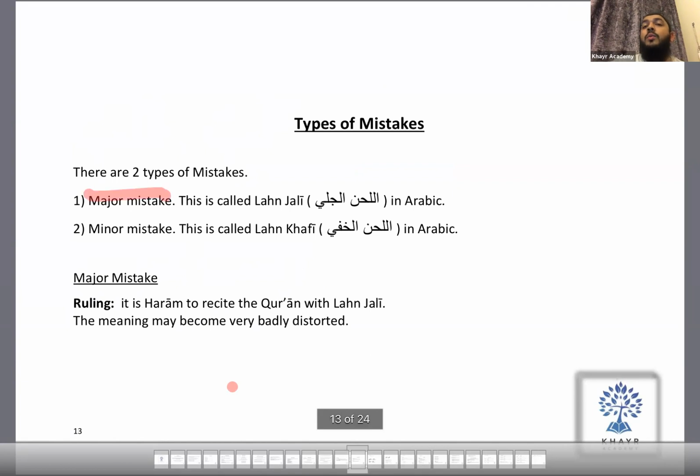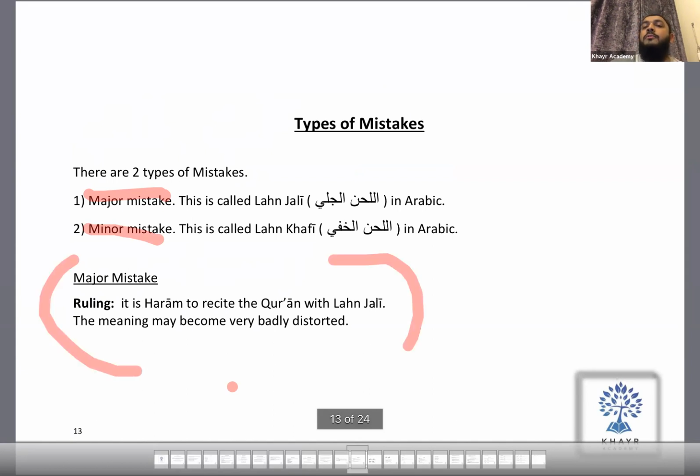Major mistakes. So what is a major mistake? It's when we change a letter to another letter. So instead of saying kaf, we say qaf, or instead of saying sin, we say shin. A minor mistake is different. It's not changing a letter, it's just changing the niceness of the Quran. We'll do all the examples.